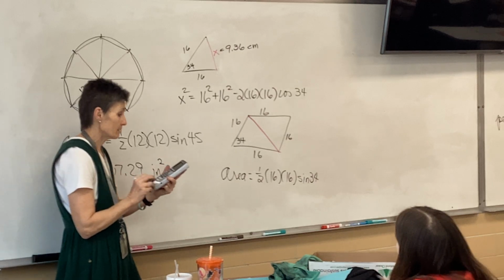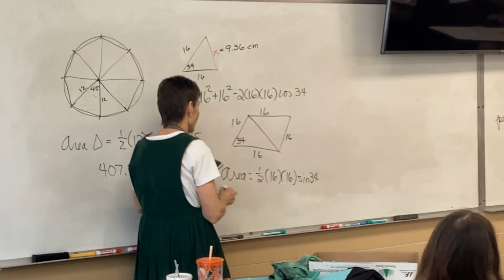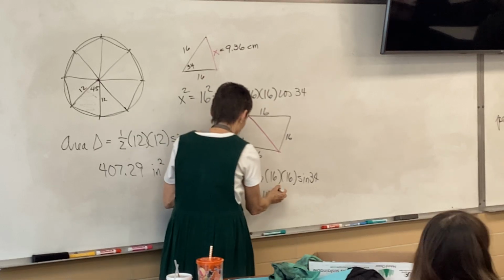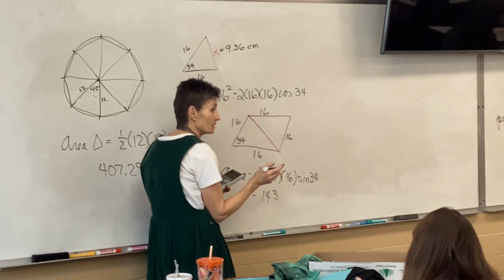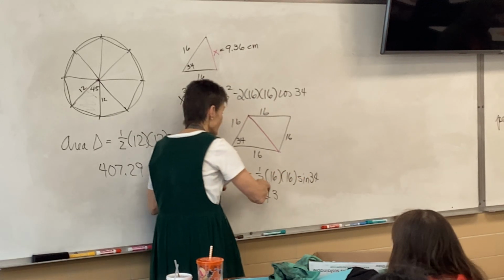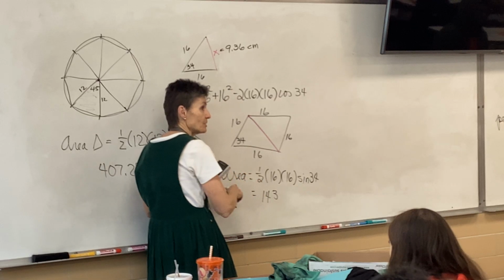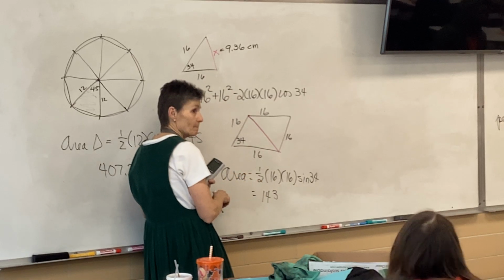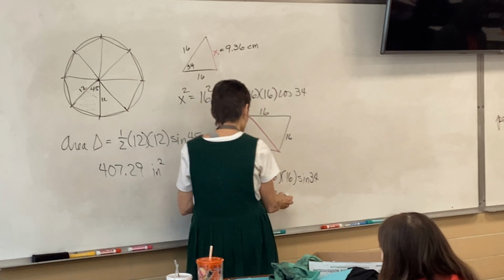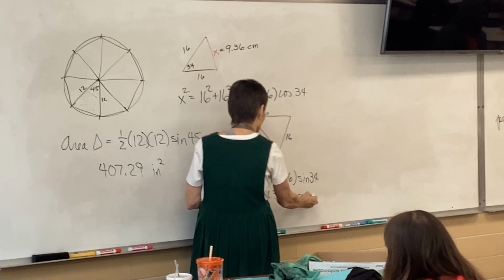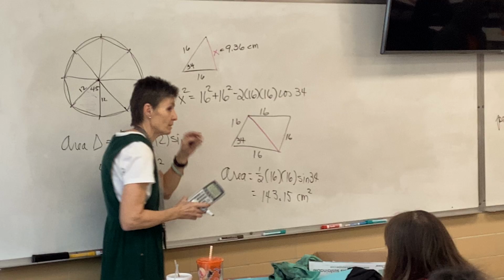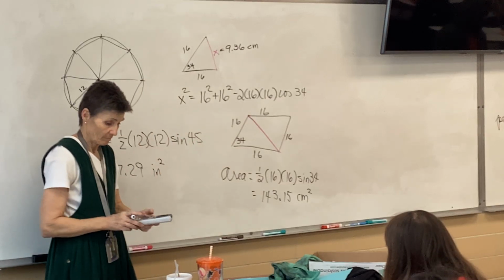Did you get 143.15 as your final answer? Not this. This is the triangle, but then I need to double it. So when I did that, I got this. What do you think? Is that what you got?